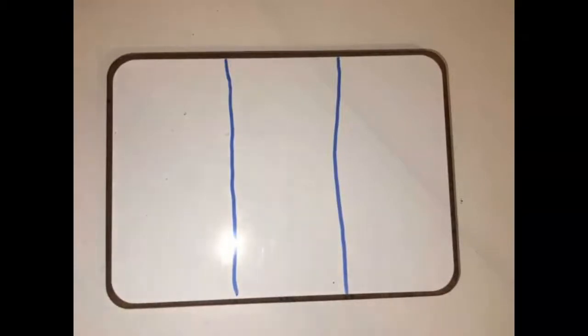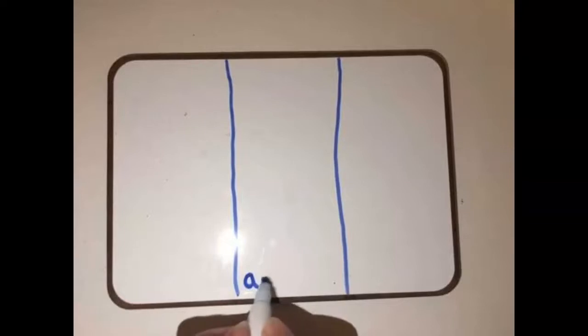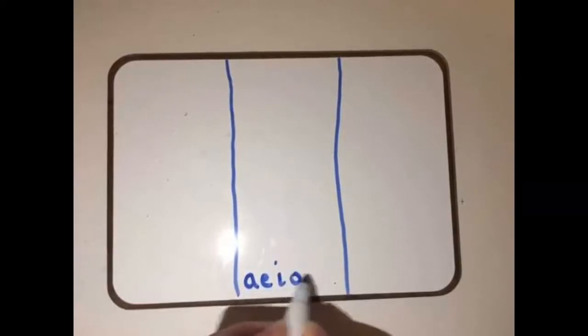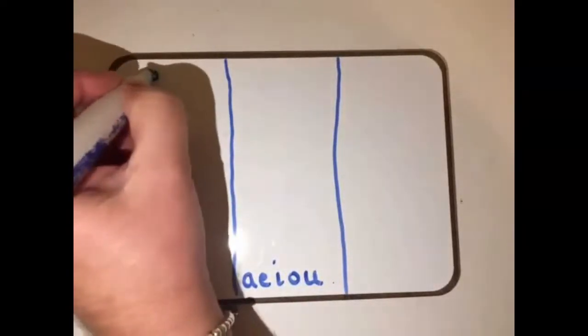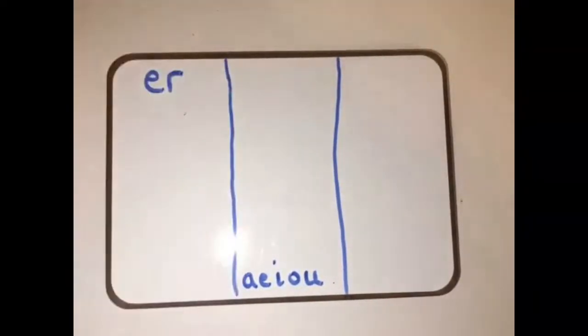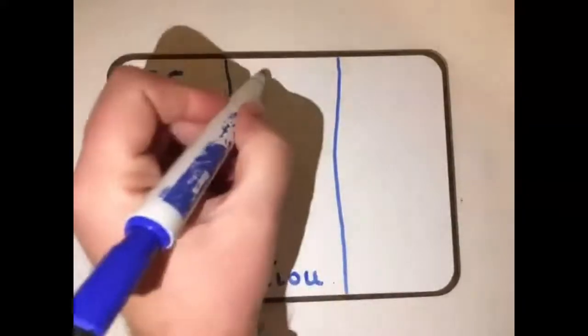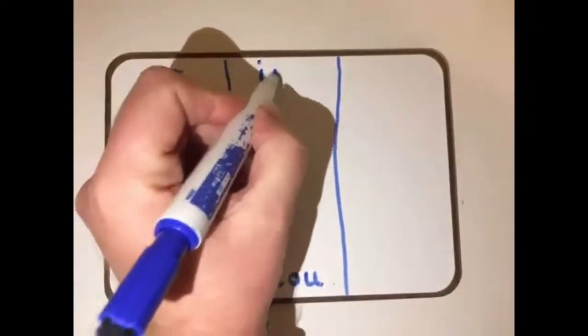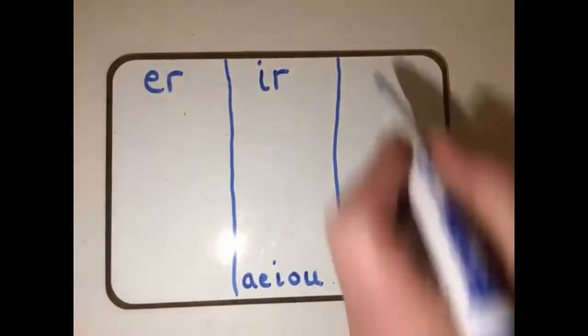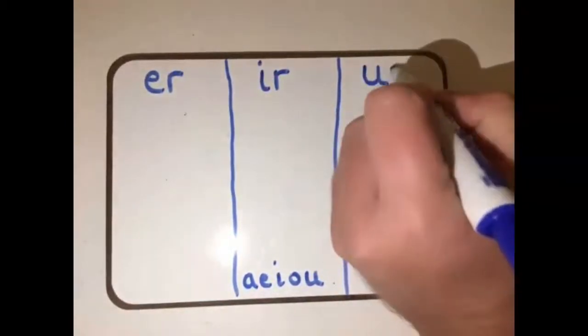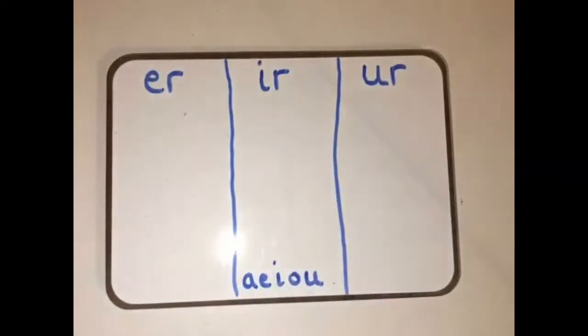Now your vowels are A, E, I, O, and U. And we're going to talk about 3 of these vowels today with the letter R. Okay, so we're going to talk about ER. So we'll put ER up at the top here. We're going to talk about IR. We'll put IR here. And we're going to talk about UR. U and R right there, okay?